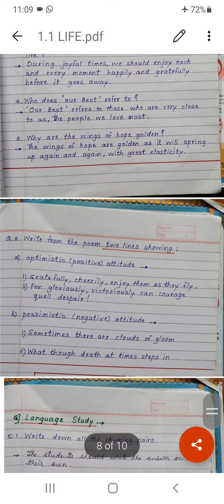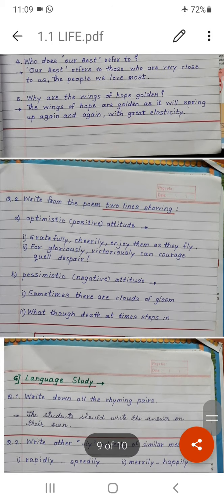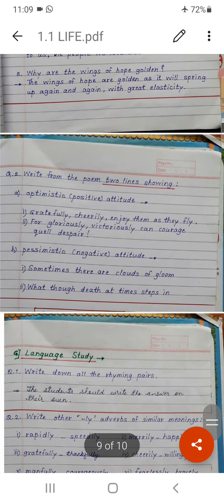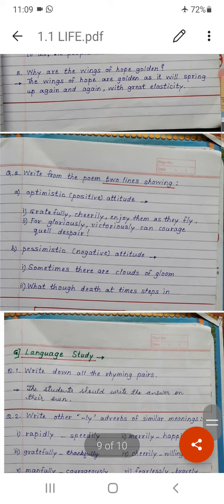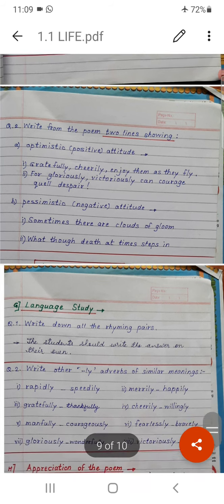Next is write from the poem 2 lines showing optimism and pessimism. Pessimistic and optimistic attitude. Optimistic means positive attitude. Pessimistic means negative attitude. So here answers are given. Still, if you want, you can write more from the poem there. You can add up more lines from the poem.